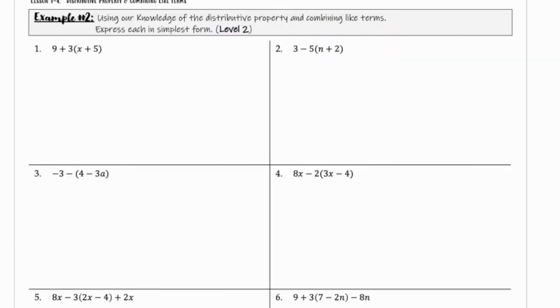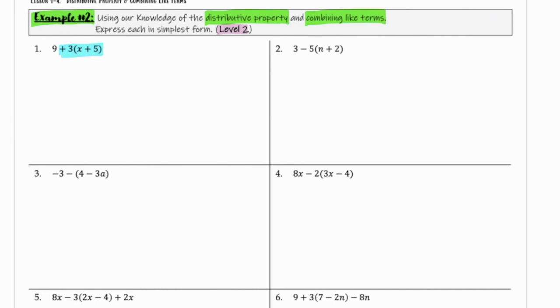So in this page, we have example 2. We're still doing the same thing. We're doing distribution and combining like terms, but this is our second level. So these are the more challenging types of questions that we might see. The first thing that we're going to look for is distribution. So let's find distribution in number 1. I see it there. How do I know that's distribution? Because I see parentheses around something.